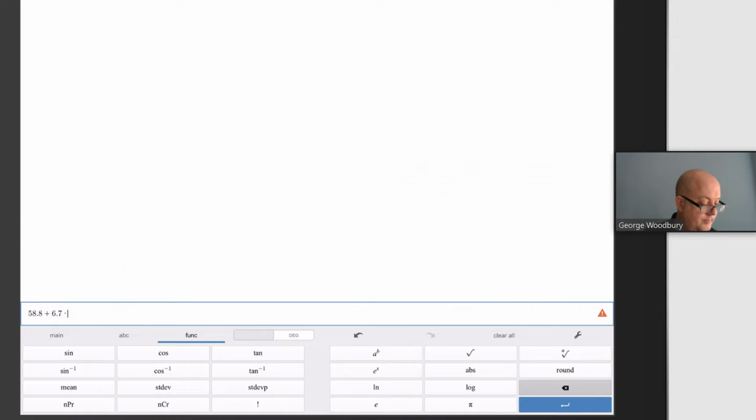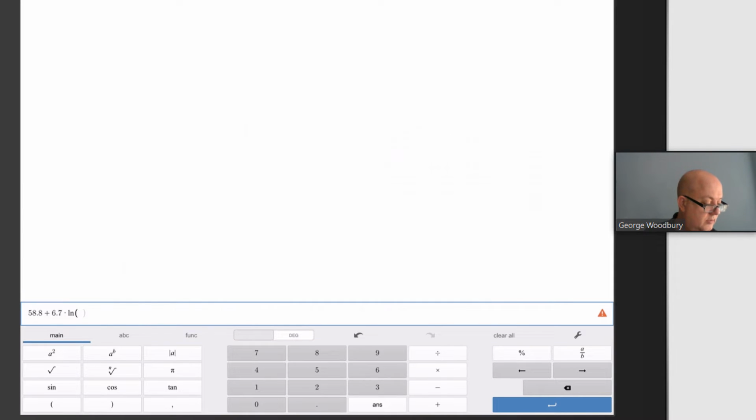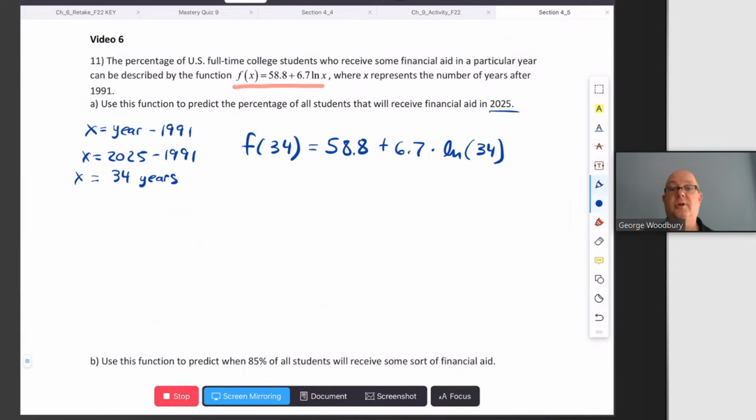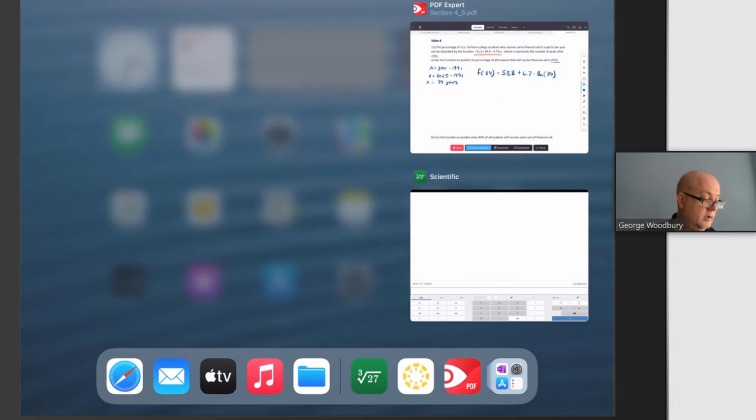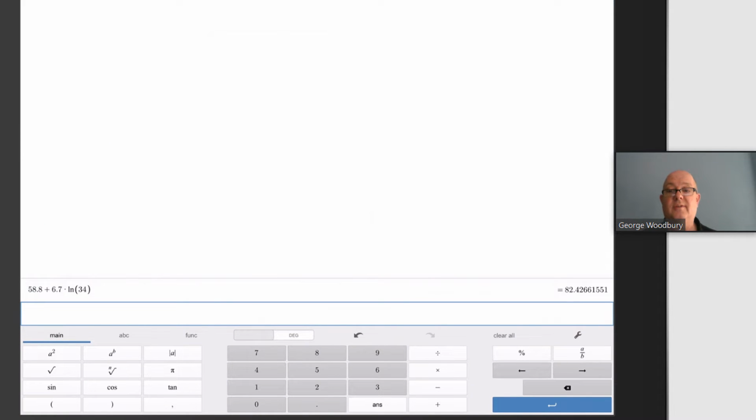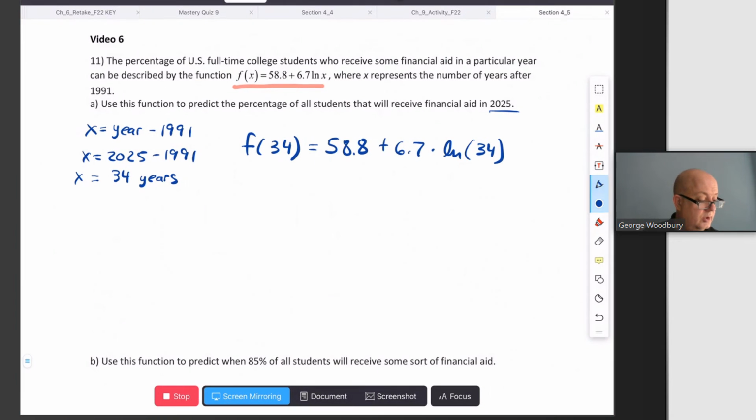58.8 plus 6.7 times natural logarithm, ln, of 34. Let me just make sure that I've done that correctly, that I didn't forget any of those numbers. Yeah, 58.8 plus 6.7 ln 34. And here we've got 82.4266. It didn't tell us where to round, so I'm going to round to one place here, and that is 82.4%. So in 2025, we expect it to be 82.4% according to this function.